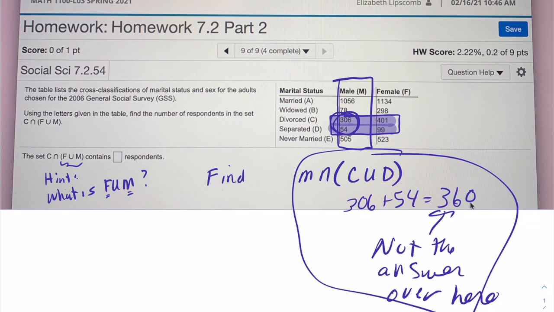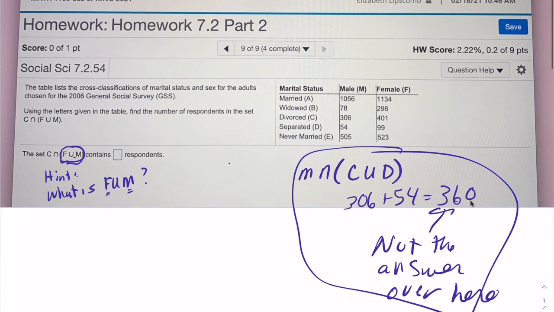Now I want to give you a little bit of a hint on this one because I looked ahead. I've looked ahead on this one. And it's kind of a little bit tricky. But what is F union M, if this is M and this is F? Think about what that is. You can solve it. It's just kind of an interesting question. It's a little bit different than the other ones.